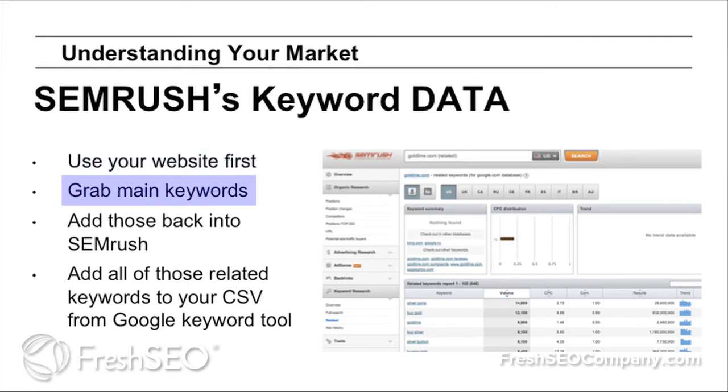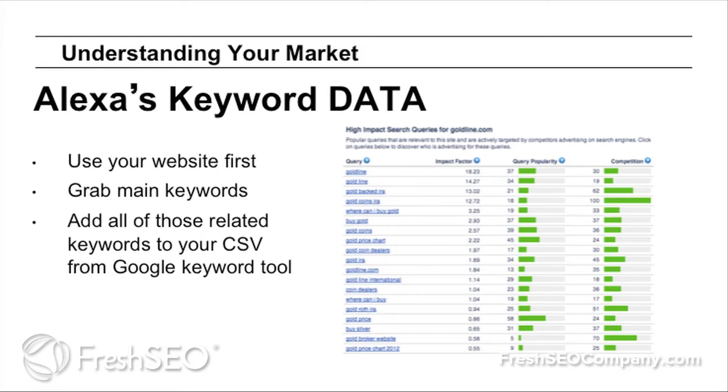So, grab your main keywords out of SEMrush and add those back into SEMrush. So both from your website domain and then the keywords that you feel are relevant to you, you can put the keyword back into SEMrush and get additional keywords that are relevant to that. So once you've pulled keywords that SEMrush feels are relevant to your website, you can pull those out and put them back into SEMrush to pull additional keywords that are related to those specific keywords. And then again, at the end, we want to put all this data back into that original CSV file that you pulled out of Google Keyword Tool. And then we're going to go to the next step.